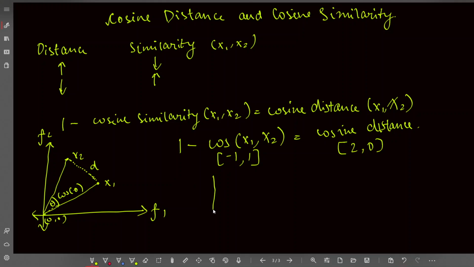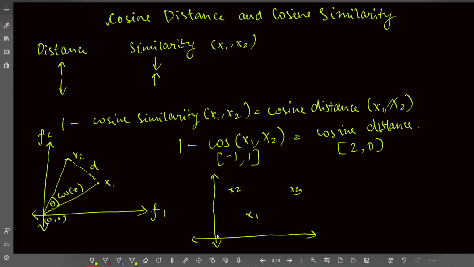So the difference between Euclidean distance and cosine distance is that Euclidean distance finds the straight line distance between the points x1 and x2. But cosine similarity finds the angular distance between x1 and x2.